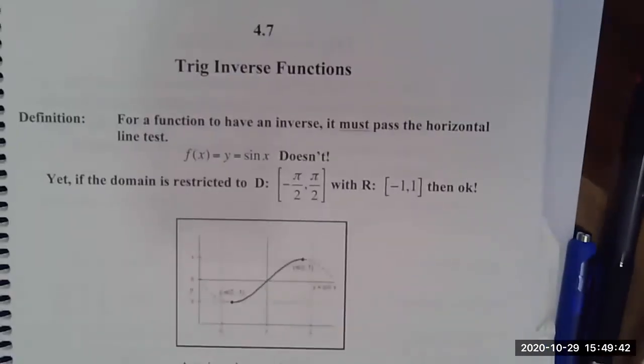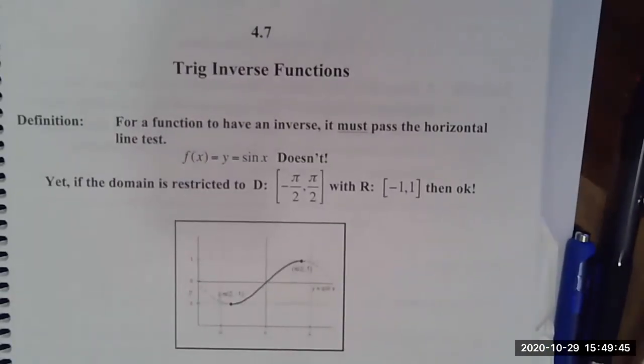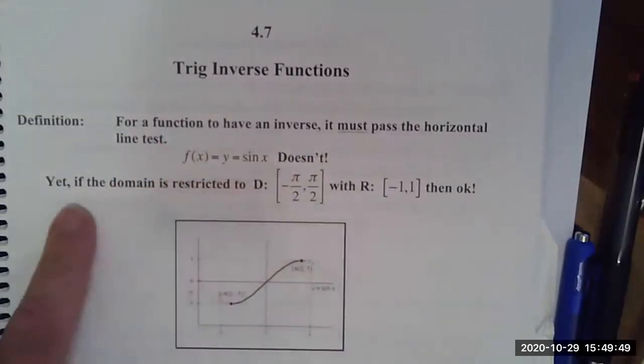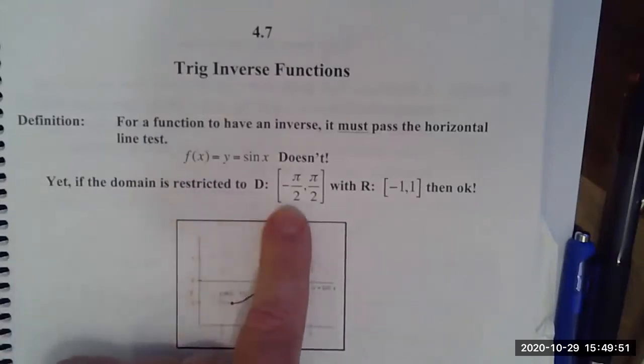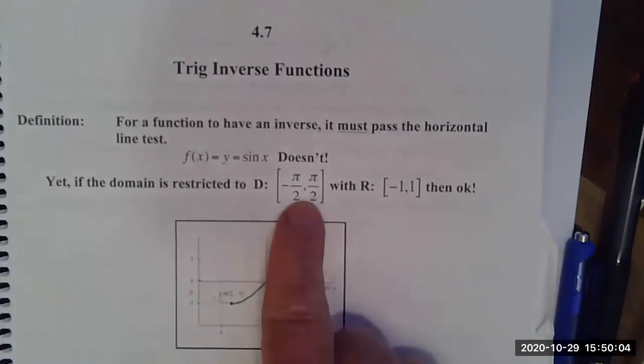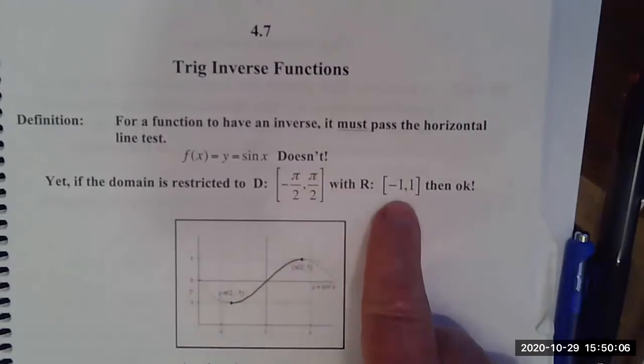Okay, inverse functions, 4.7. For a function to have an inverse, it's got to pass the horizontal line test. That doesn't, so we will restrict the domain from negative pi over 2 to pi over 2. So you get that portion of it. And the range is going to be from -1 to 1 still. So a restricted domain, and the range is okay.